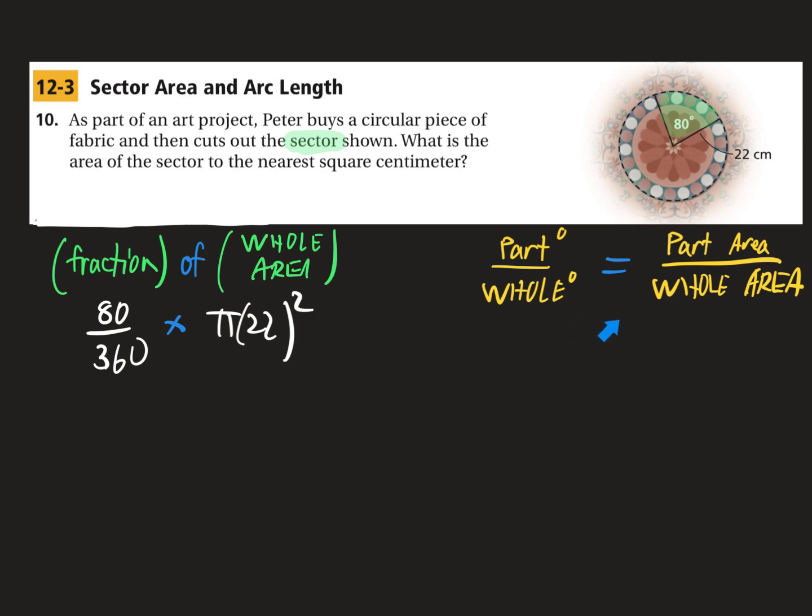Over on the right side, if we use the proportion, it's really similar. The part degrees is 80, while the whole degrees is 360. And on the other side of the equation, the part area, which is the area of that sector we're looking for, divided by the whole area, which is the area of the circle.